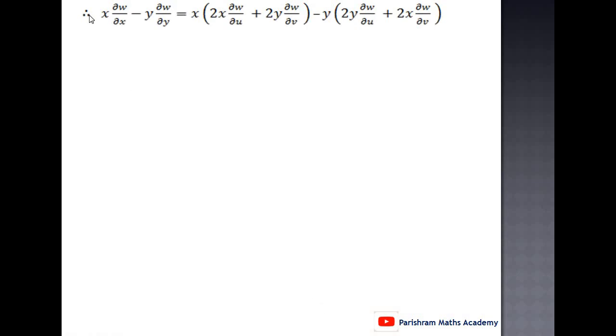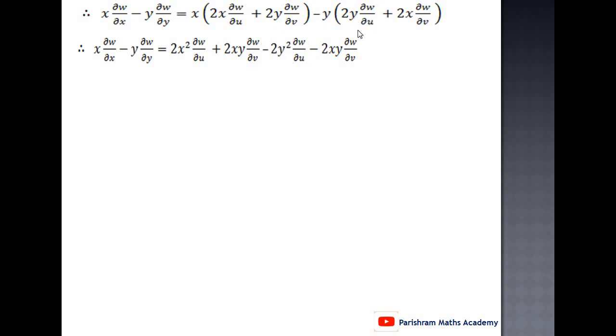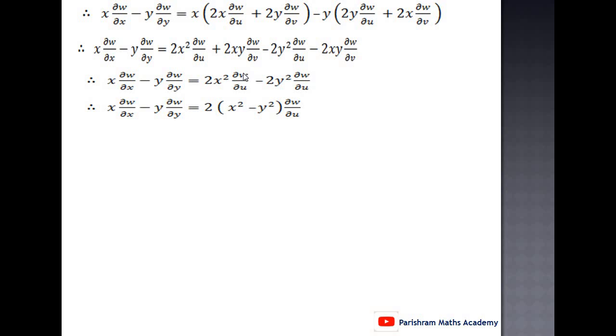and therefore x into ∂w/∂x minus y into ∂w/∂y equal to x into this value of ∂w/∂x minus y into this second bracket, nothing but value of ∂w/∂y. Then simplify we get 2x square into ∂w/∂u plus 2xy into ∂w/∂v minus 2y square into ∂w/∂u minus 2xy into ∂w/∂v. Then second term and fourth term are cancelled. What remains is the first term and third term, and therefore 2x square into ∂w/∂u minus 2y square into ∂w/∂u.